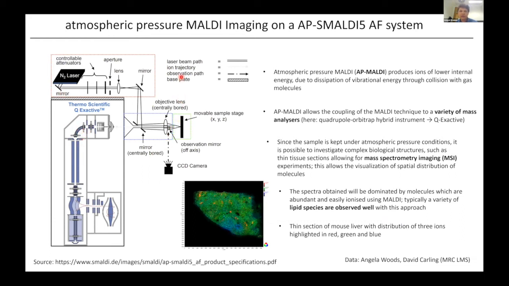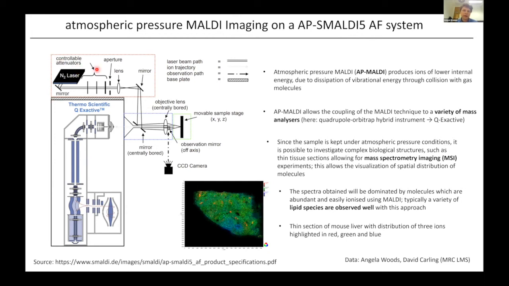So MALDI can be applied to a technique that's called mass spectrometry imaging. And the idea here is that we want to be able to look at the distribution of molecules across the surface of a tissue. In order to do this, we've taken thin sections of tissue and then sprayed a MALDI matrix onto this. And I'll show the exact workflow applied here on the next slide.